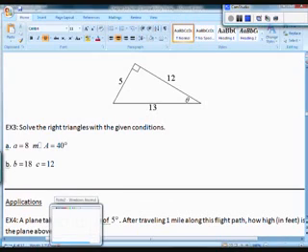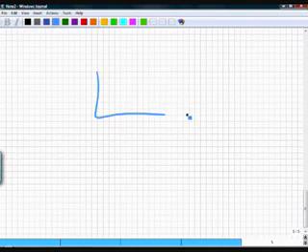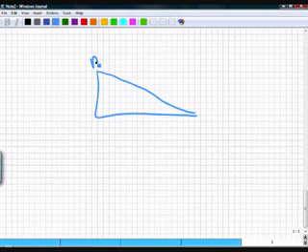B is 18, C is 12. That's terrible. A, B, C. Little b is 18. Where does that go? Across from big B. And little c, is that what it said?